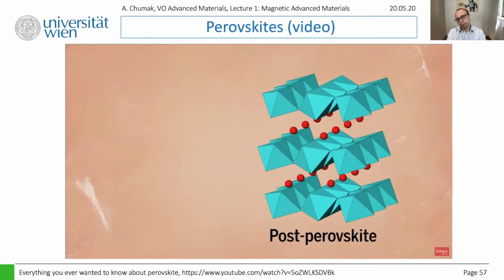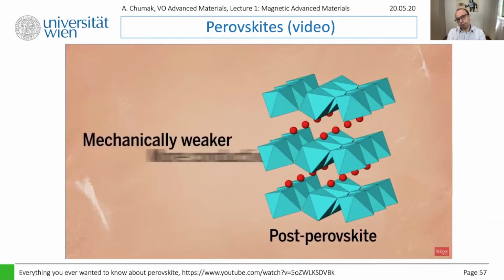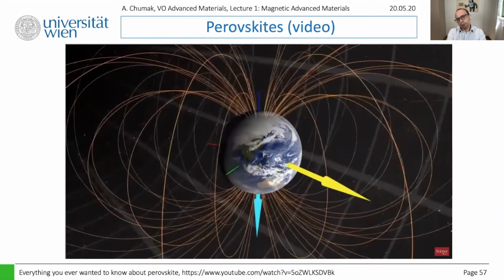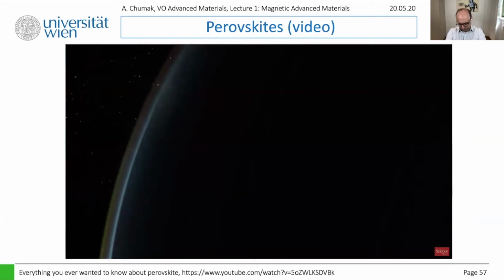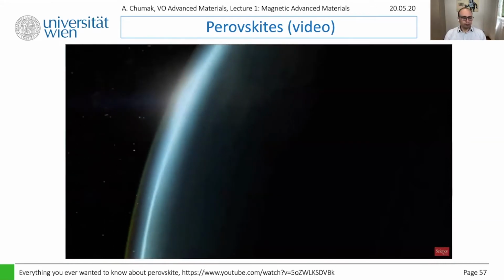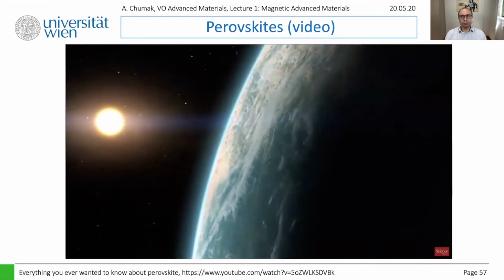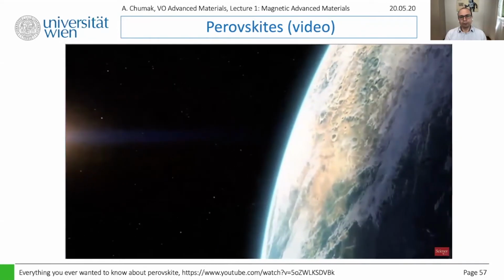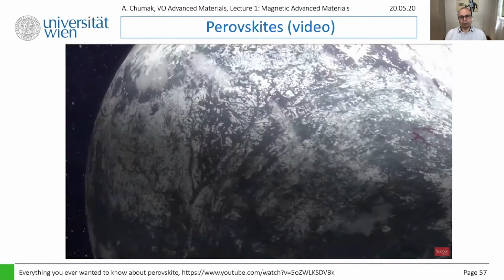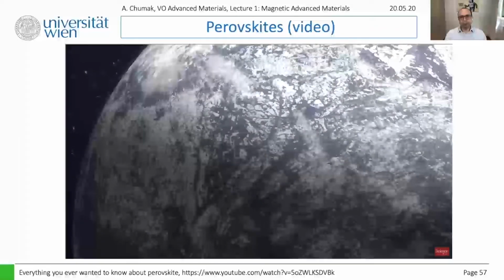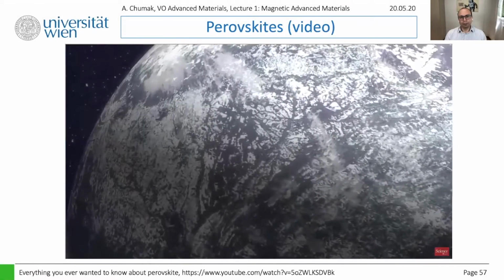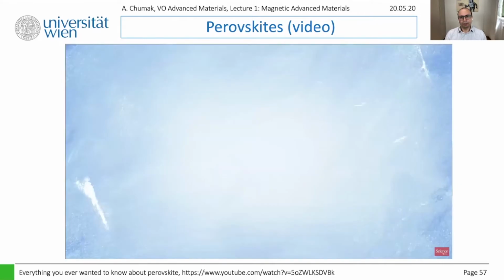Post-perovskite is mechanically weaker but has a higher electrical conductivity that allows pockets of the mineral to interact with Earth's magnetic field. Researchers theorize that all terrestrial planets bigger than Mars have a similar abundance of perovskites deep beneath their surface. So mapping out these mineral transitions allows us to not only learn more about the internal structure of our planet, but other planets as well.